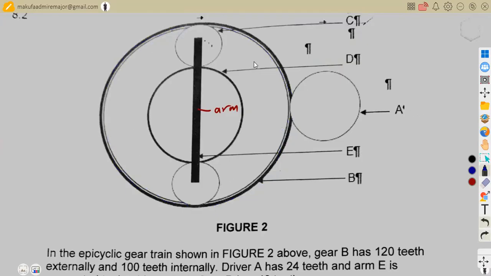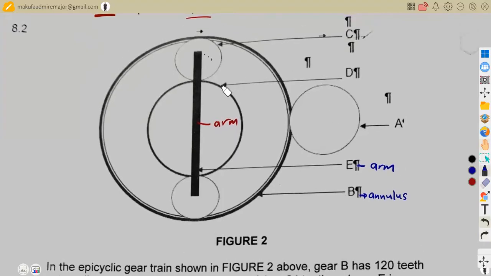Let us understand our components. Remember, we have the arm, which is E here. Then the outer part of our gear is the ring gear, or the annulus, which is our B. Then we have D here representing our sun. This is the sun gear, and the planetary is C. This is our planetary gear.